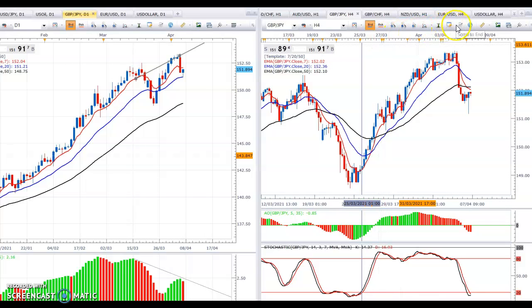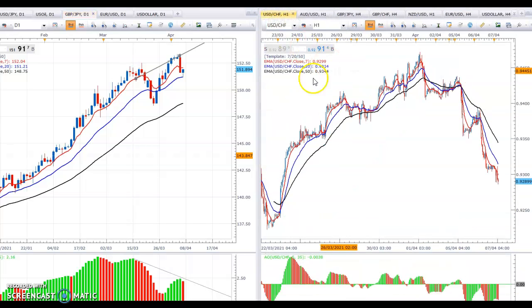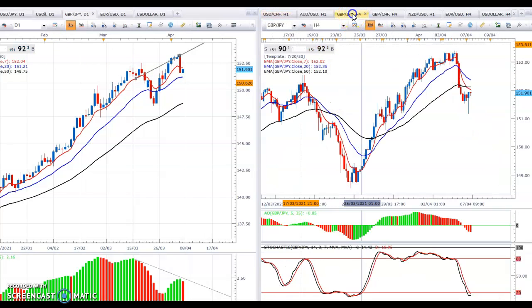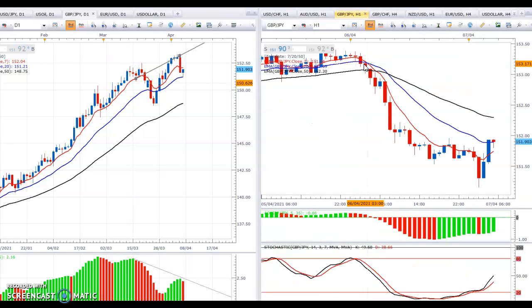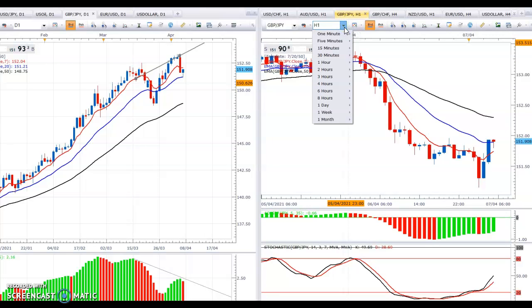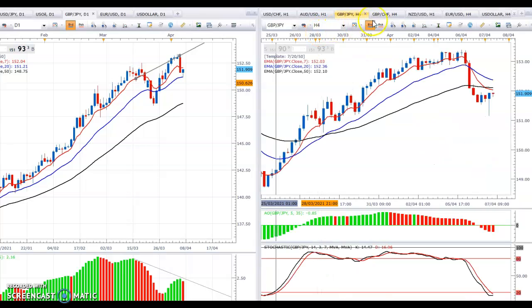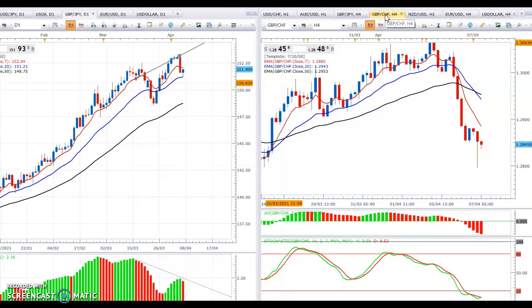Pound Swiss is another one. Well, the other thing you can do, of course, is if you see a swing, you can go into the lower time frames, go to the hourly, and wait for the trigger. If it's going to be a swing back into the uptrend, that's one way to do it. Pound Swiss we know has been going up, but now mixed.